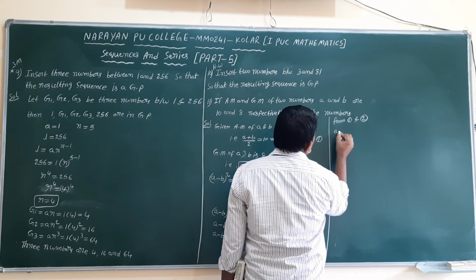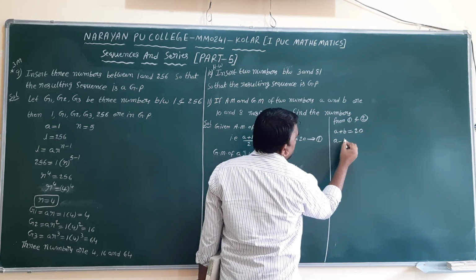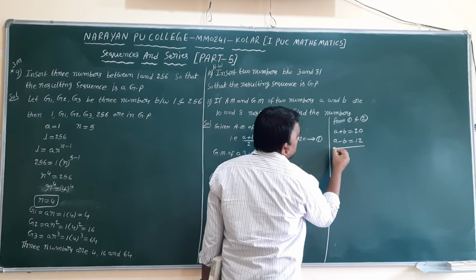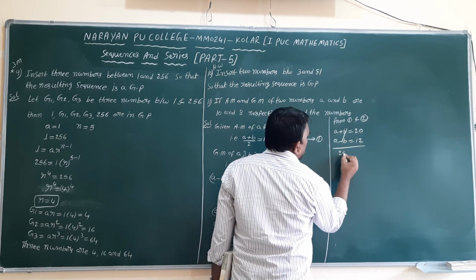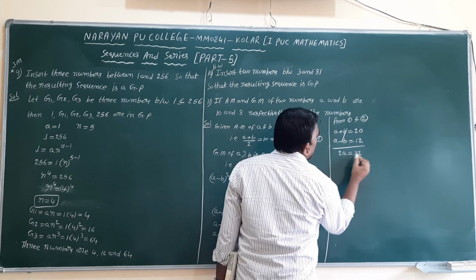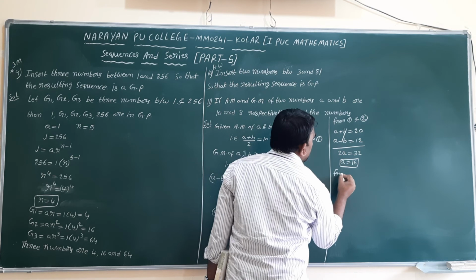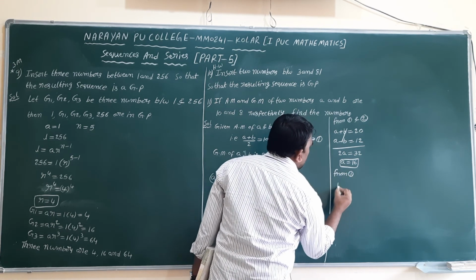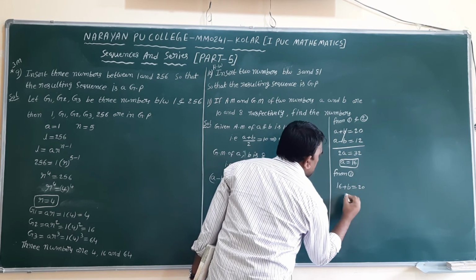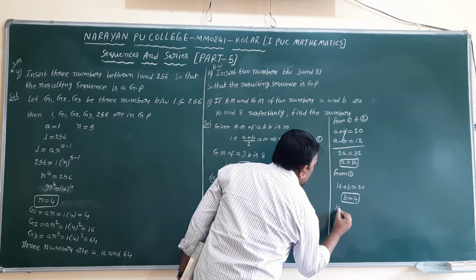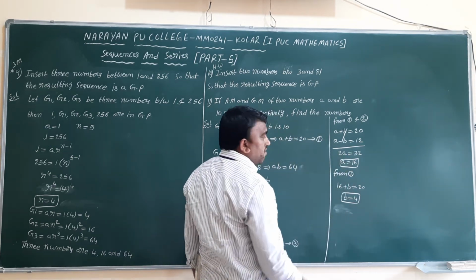What is the first equation? A plus B equal to 20. Second equation, A minus B equal to 12. One time plus 12, one time minus 12 we need to take. Add these two: 2A equal to 32, A value 16. From 1, 16 plus B equal to 20, B equal to 20 minus 16, that is 4. So A value 16, B value 4. That we got from 1 and 2.